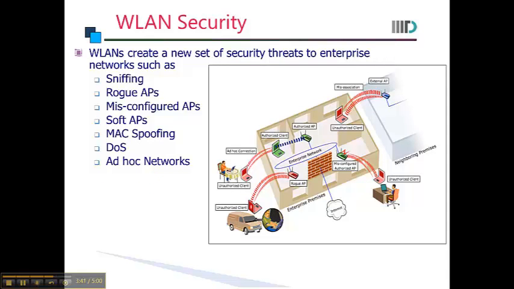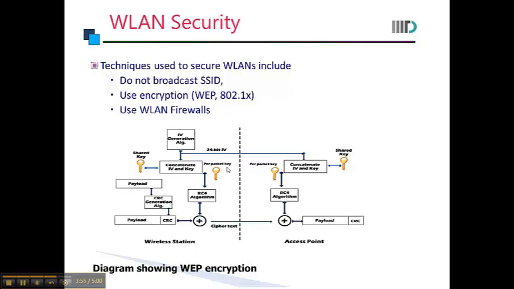This is WLAN security. WLANs create a new set of security threats to enterprise networks such as sniffing, rogue APs, misconfigured APs, soft APs, MAC spoofing, DoS, and ad hoc networks. So basically, we should use WLAN firewalls to make sure that we are more secure. This is a diagram showing WEP encryption.